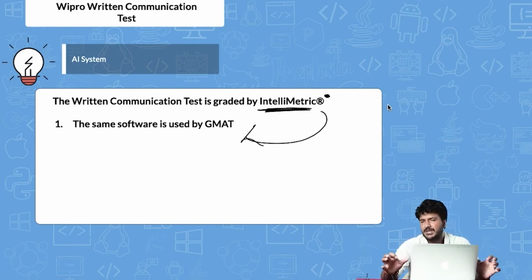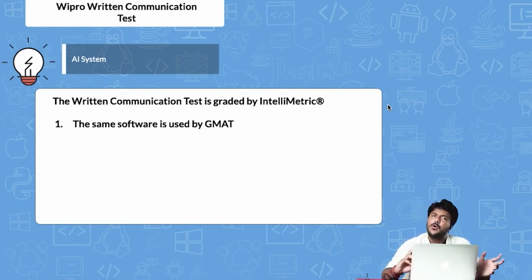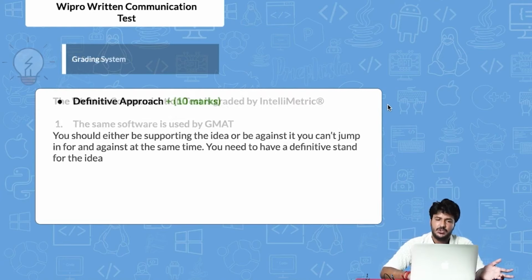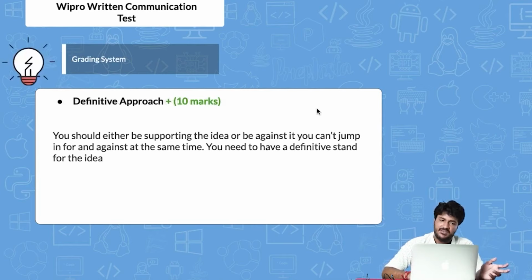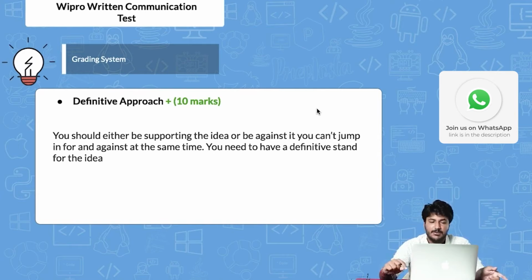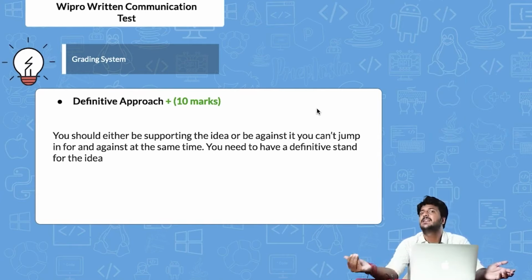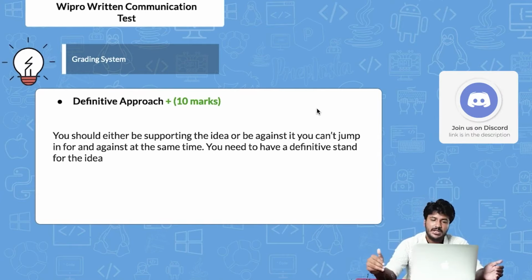So we will be giving you a few examples of how the AI system gives you marks, what the maximum marks given by the AI system are, and what the parameters are on which the AI system is going to give you marks. First of all, there's a definitive approach that you should be following, for which you get positive 10 marks. Either you should be supporting the idea or you should be against it. You cannot jump in against the topic and then say a few things for it. You have to take a definitive stand.